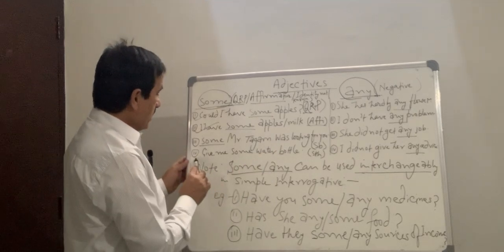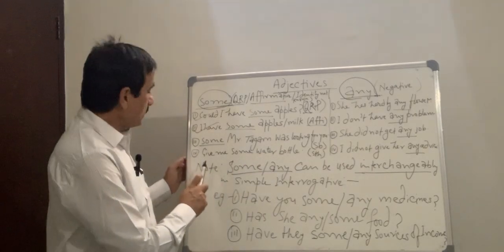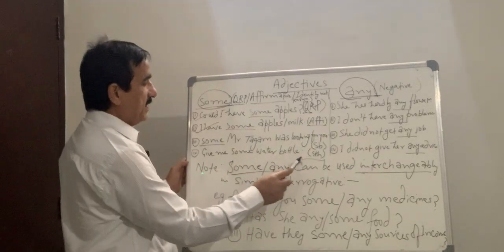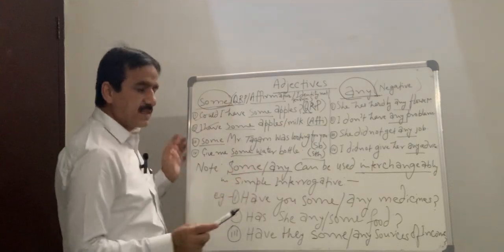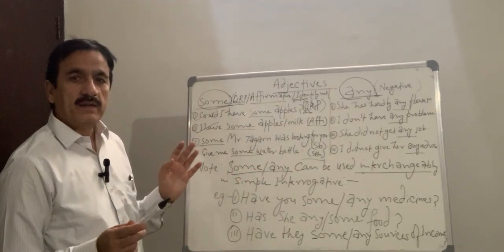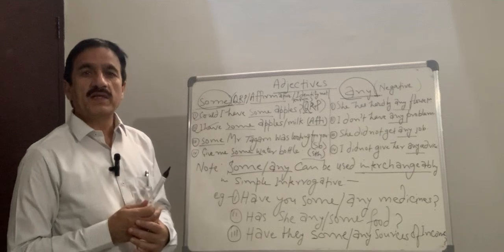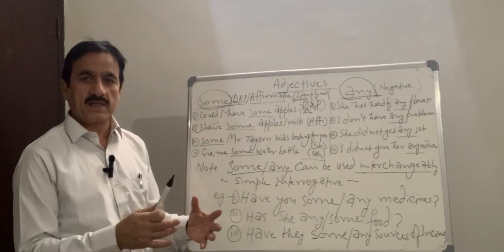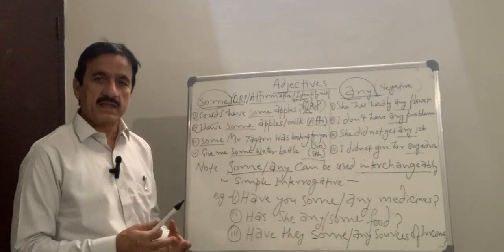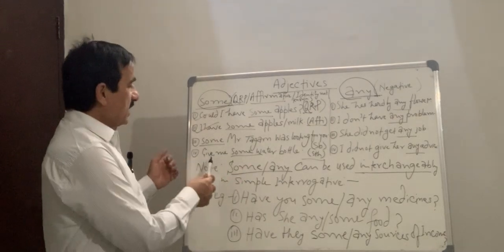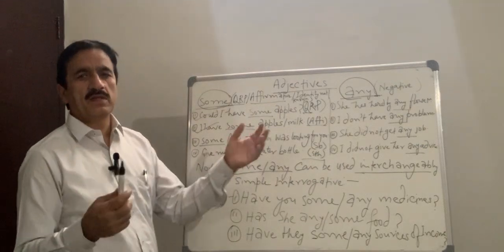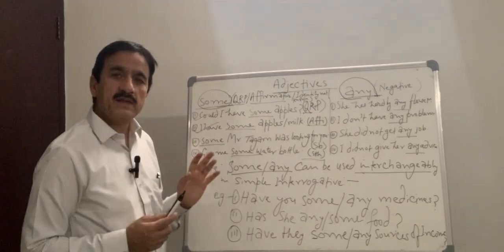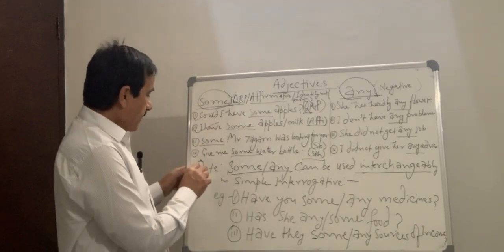Now look at sentence number 4. Give me some water bottle. Here, this some water bottle means the brand of the water bottle is not specified. Whether it is Polo, Bisleri, Prime, or Orchid, any. It could be: give me some water bottle. मतलब कोई भी water bottle दे दो. तो स्पेसिफिकेशन नहीं है, इसलिए यहाँ पे some यूज किया जा सकता है.